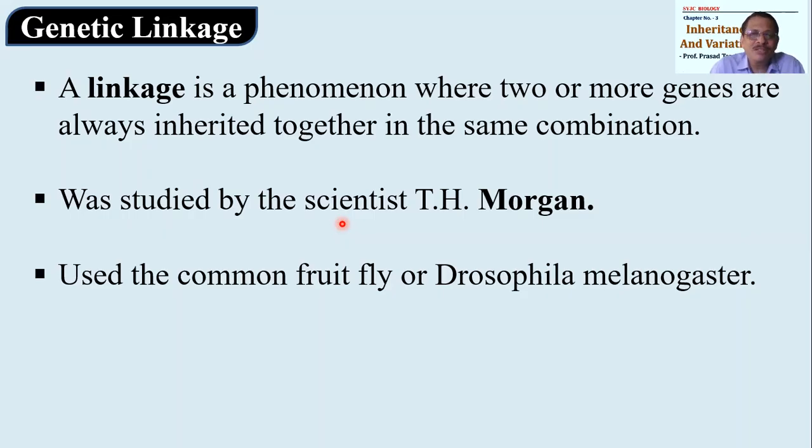मेंडल जी ने क्या यूज किया था? Pisum sativum plants were used by Mendel, but this person T.H. Morgan he made use of another organism. This is animal, Drosophila melanogaster fruit fly. अभी आपने देखा रहेगा fruit fly कि नहीं देखा रहेगा मुझे नहीं पता, but let me make it very clear. देखना है fruit fly तो एक common चीज है.